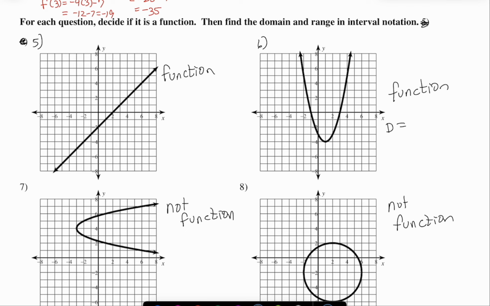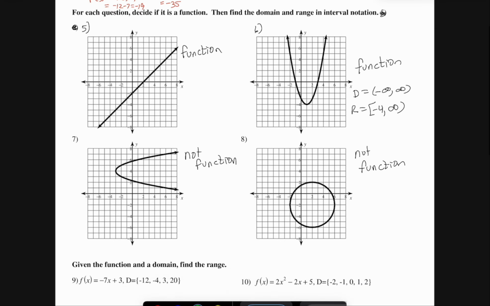The domain for a parabola is all real numbers. You can plug in anything you want. Our graph stretches to the left as far as we want, to the right as far as we want. The range is the bottom to the top. The bottommost value is negative 4, and the topmost value, it can keep going and going and going. So it is from negative 4 to infinity. So finish number 5 for me.